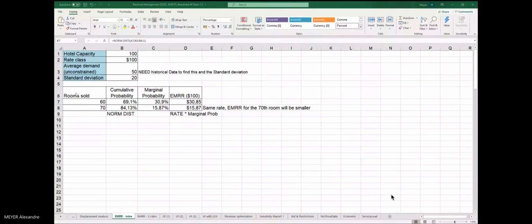So here you can see that as you're selling more rooms, the marginal probability of selling it actually decreases. So this goes to prove what the graph was showing before. And here you see that, again, if you were to sell the room at $100, the rate that you're probably going to get is only 30, right? So you may as well change rate class as opposed to keeping the same rate.